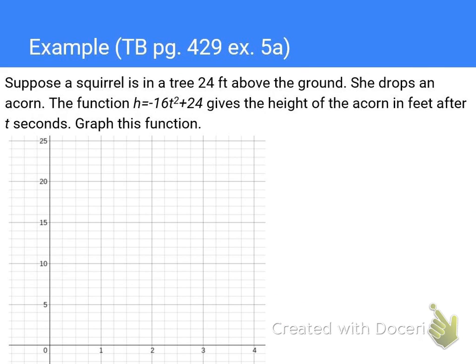All right, here's our next example. So this is talking about a squirrel in a tree 24 feet above the ground that drops an acorn. Okay, so it gives us the function to model the height of the acorn in feet after t seconds, and we're going to graph. So in order to graph this, I need to make a table. Okay, so I'm going to make my table, and instead of x and y, I'm going to use t and h because those are my variables here. Okay, so this is my table, and h is just going to equal that equation, right? So negative 16t squared plus 24 here.